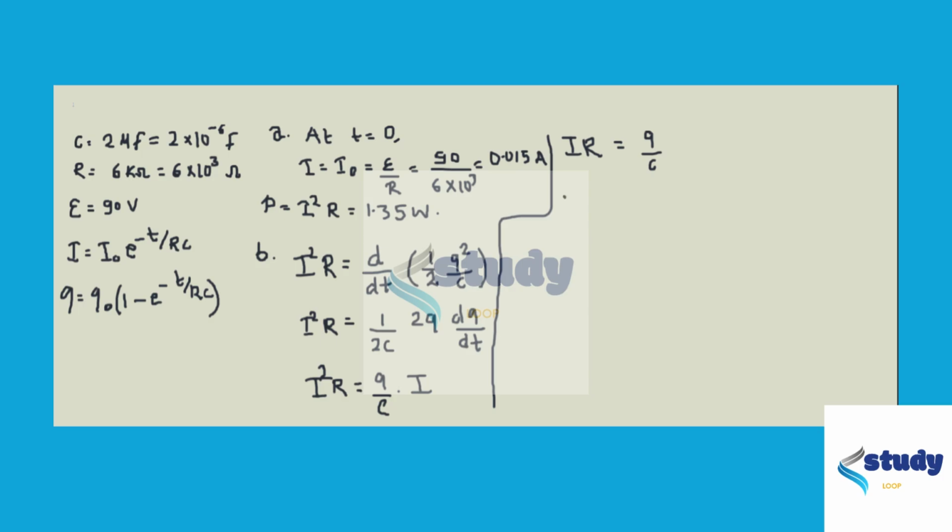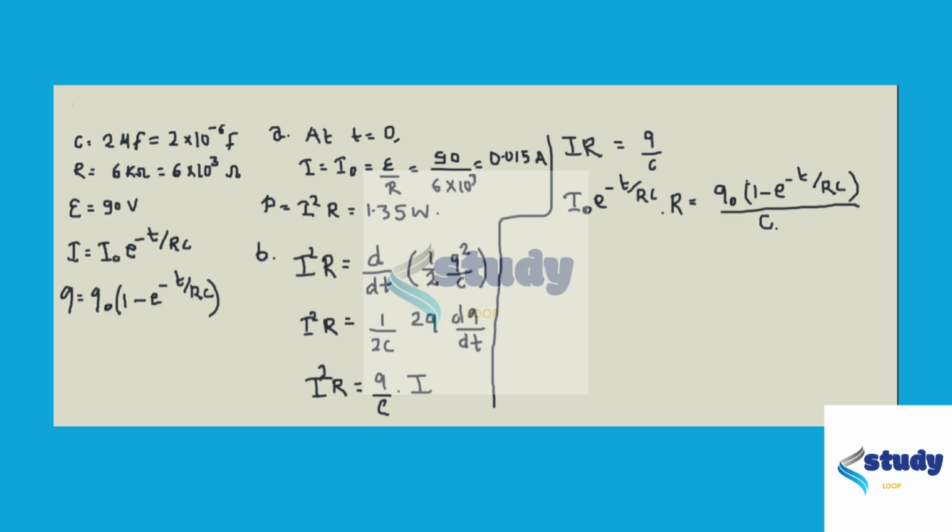So this becomes I naught e to the power minus t by RC times R is equal to q by C, right? So this is equal to q naught times 1 minus e to the power minus t by RC upon C. Isn't it? Yes, it is.